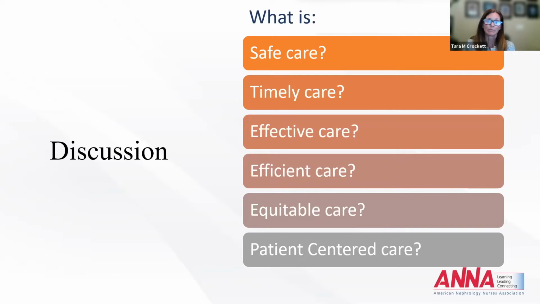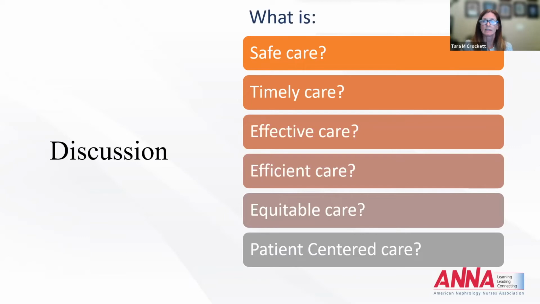I will review the next couple. So effective care is providing services based on scientific knowledge to all who can benefit and refraining from providing services to those not likely to benefit. So this addresses underuse and misuse, respectively, really trying to think of what is the best care for that patient.